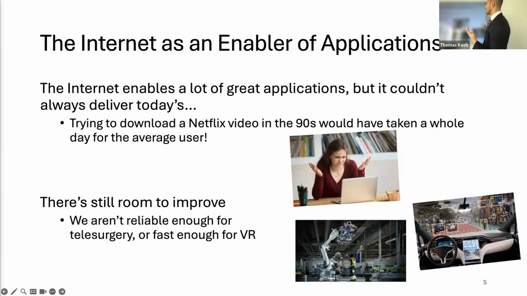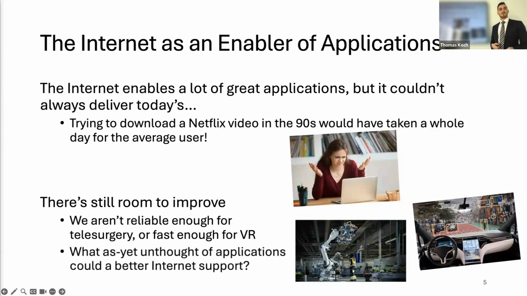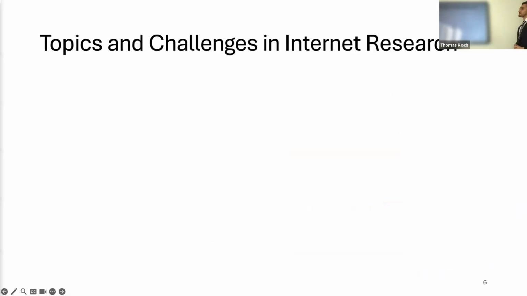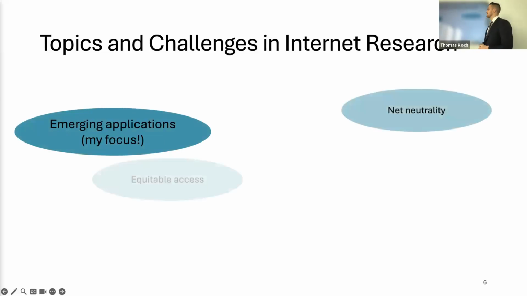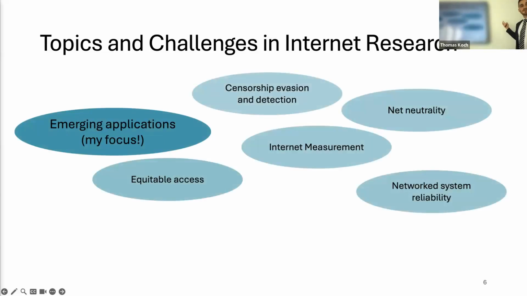Thinking more bigger picture, sitting in the 90s, could you have imagined Netflix? So also let's think what as yet unthought of applications could a better internet support? These are some of the reasons why we want to do internet research. And so that brings up my topic in internet research, but there's lots of other topics. So I'm focusing on these emerging applications and how we can support them. But there's lots of other interesting topics, and internet research is an active area.